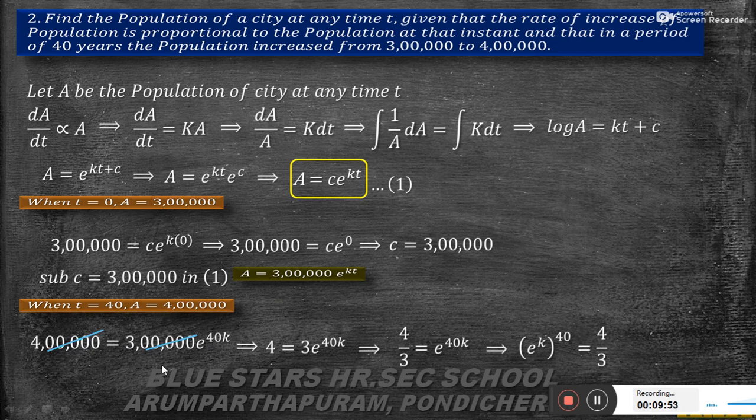So they cancel. So 4 equal to 3 into e power 40k. So 4 by 3 equal to e power 40k. Next, (e power k) whole power 40 equal to 4 by 3. So (e power k) whole power 40 equal to 4 by 3 means e power k equal to (4 by 3) power 1 by 40.